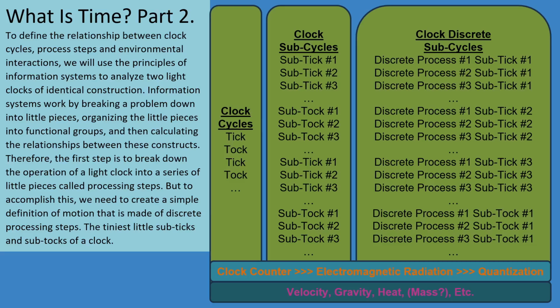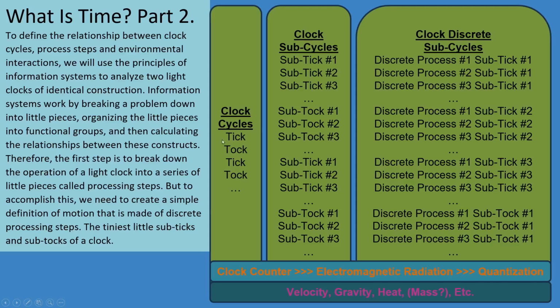Therefore, the first step is to break down the operation of a light clock into a series of little pieces called processing steps. But to accomplish this, we need to create a simple definition of motion that is made of discrete processing steps, the tiniest little subticks and subtalks of a clock.